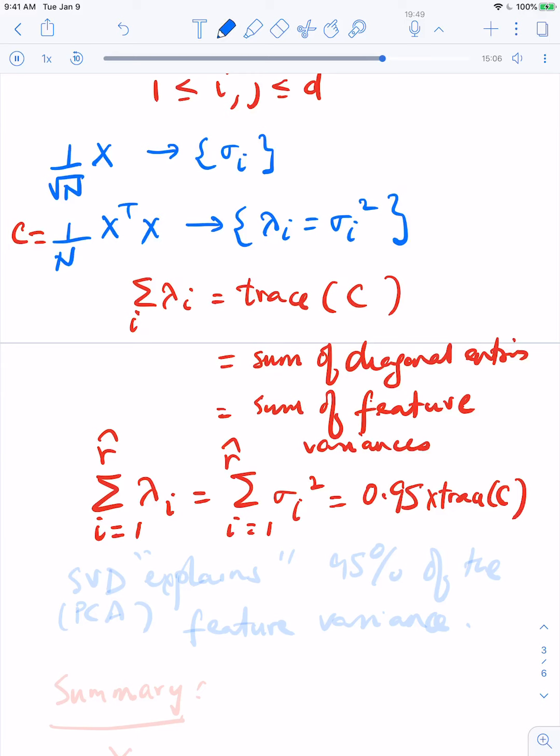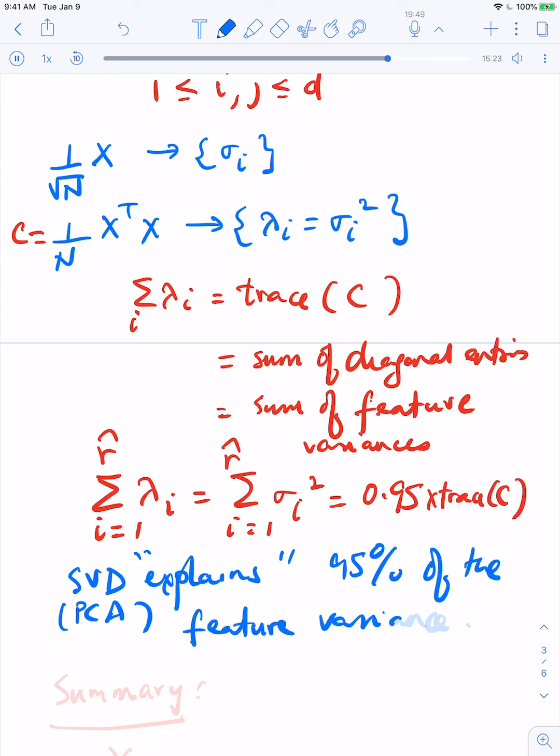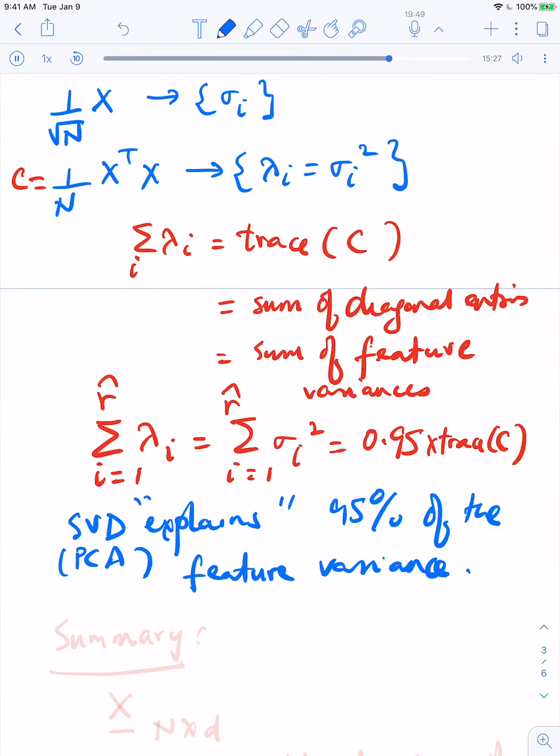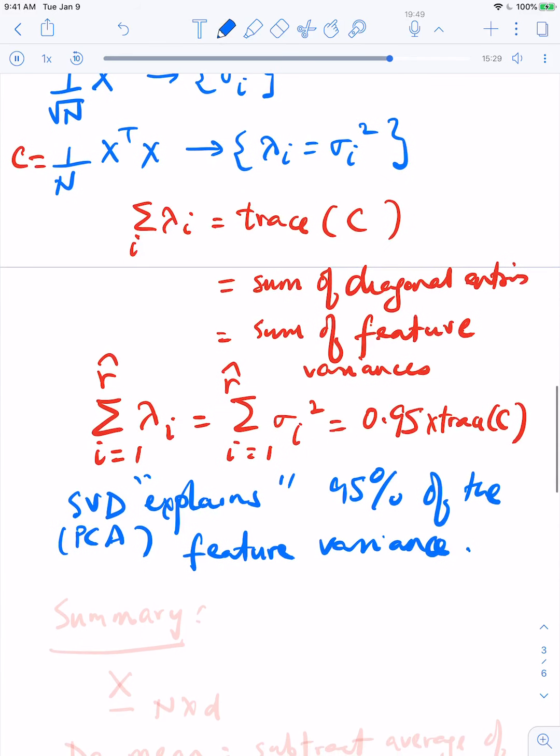So the SVD, or PCA in this case, explains 95% of the feature variance. So it seems like a pretty sensible thing to do when you want this unsupervised approach to dimensionality reduction. However, it's not necessarily always the best thing to do.